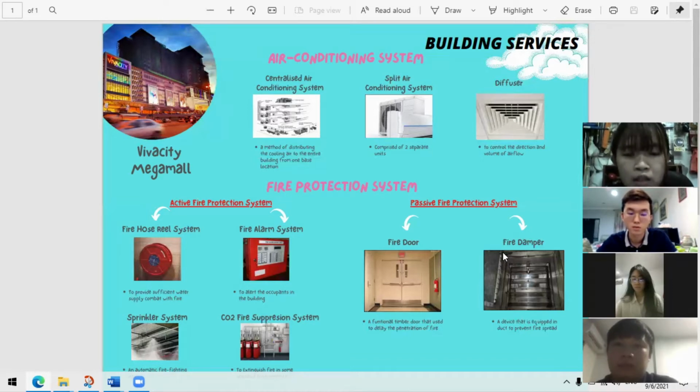In the evaporator, the refrigerant absorbs the heat transferred from the chilled water, and it finally becomes low pressure gas used for cooling the air. Besides the centralized system, we also found that the split air conditioning system is used in Vivacity. It is located at the security room. The split air conditioning system is comprised of 2 separate units, namely the outdoor unit and indoor unit.